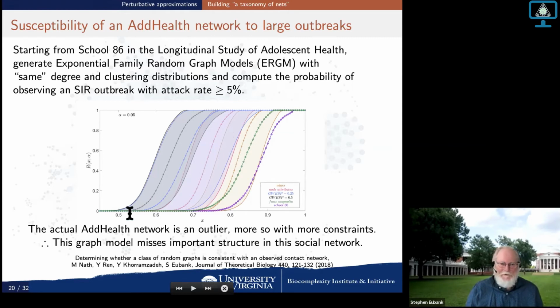And what I want to point out here, the probability of observing such a big SIR outbreak goes up, as you would expect it to, monotonically. But the actual School 86 is this purple curve here. It's a complete outlier. So none of these ERGM networks are actually a good model of the way this outbreak will behave with this statistic on the original data network. So evidently, constraining degree and clustering, things like that, is missing important structure in this particular social network. It leads you to make the wrong hypotheses about how an infectious disease will spread on the network.